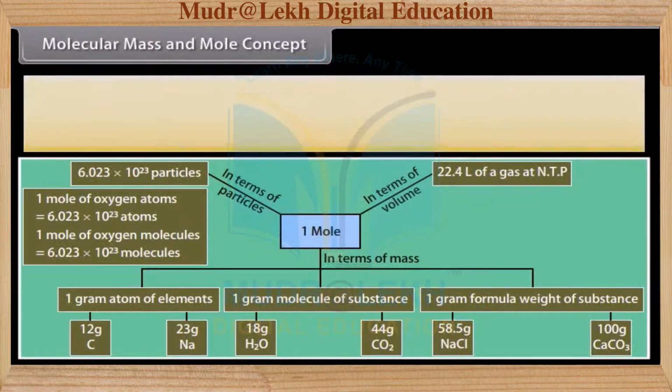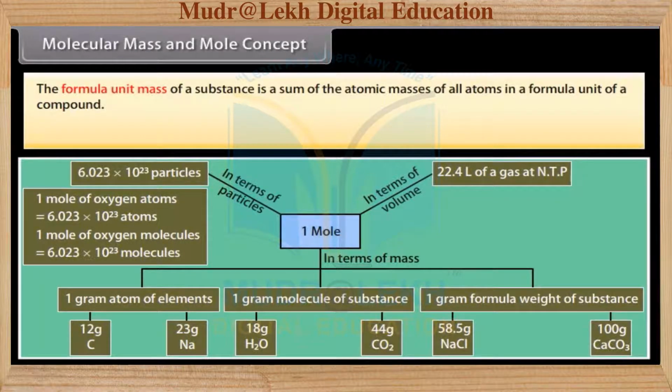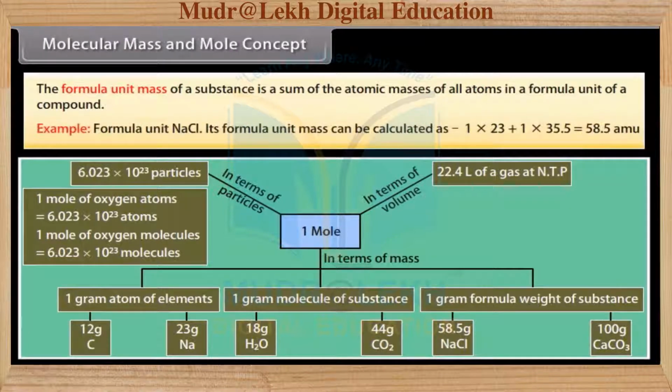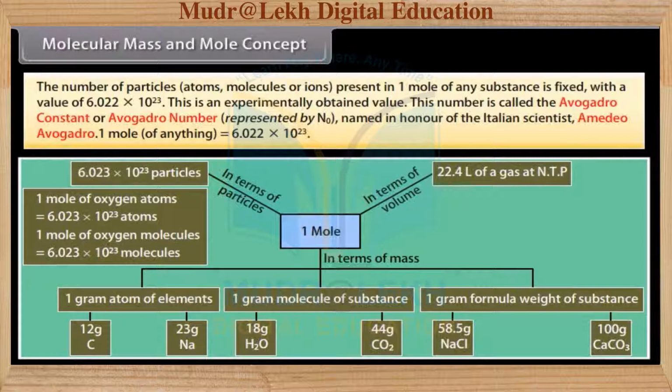The formula unit mass of a substance is the sum of the atomic masses of all atoms in a formula unit of a compound. Example: formula unit NaCl. Its formula unit mass can be calculated as 1 into 23 plus 1 into 35.5, which equals 58.5 units. The number of particles, atoms, molecules, or ions present in 1 mole of any substance is fixed with a value of 6.022 into 10 raised to the power 23.